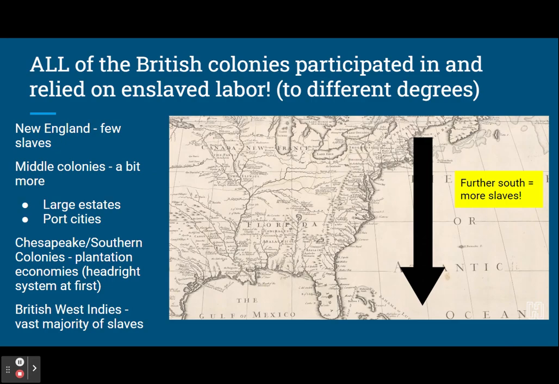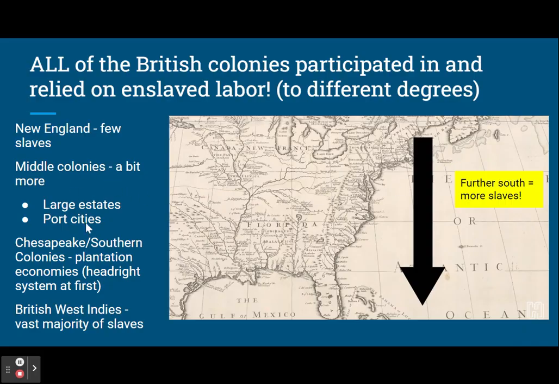Okay, and we do think of the southern colonies when we think of slave labor, and there's a reason for that because of the plantation economies. New England had very few slaves, but you'll find that as you move further south, you are going to see more slaves. And we already mentioned in the last video, New England didn't have very good soil for plantation economies, so that's why there were pretty few slaves in New England.